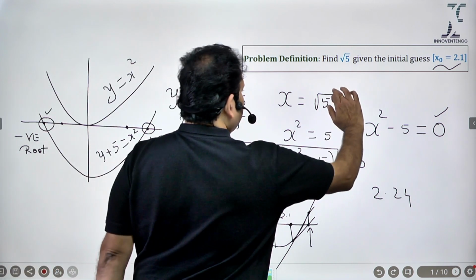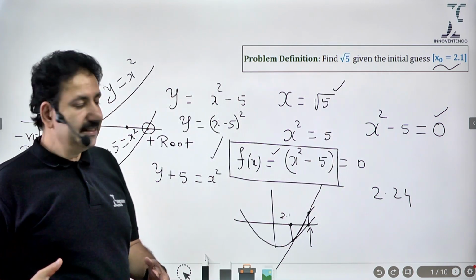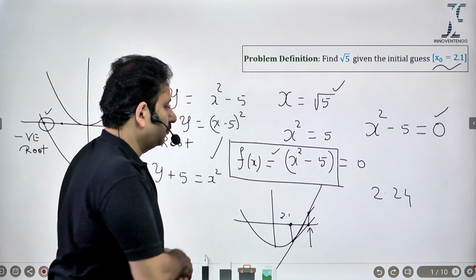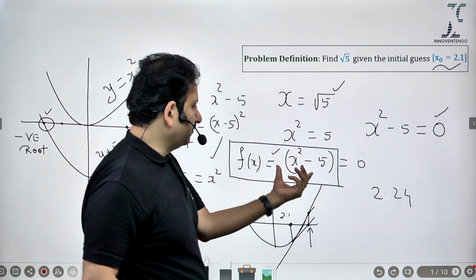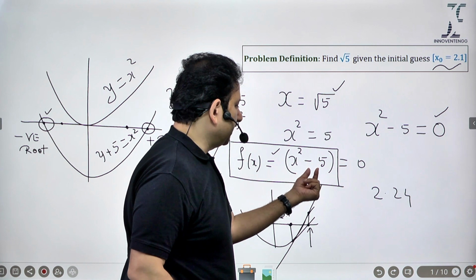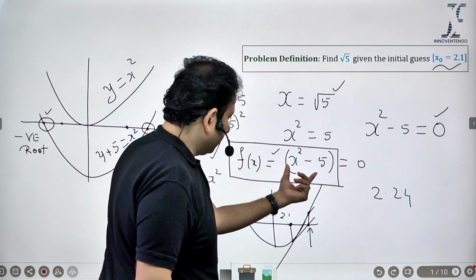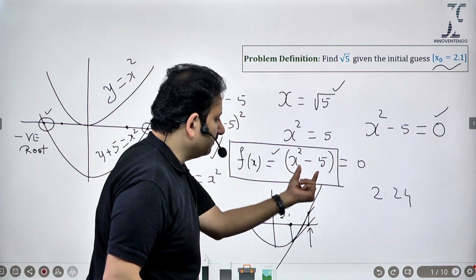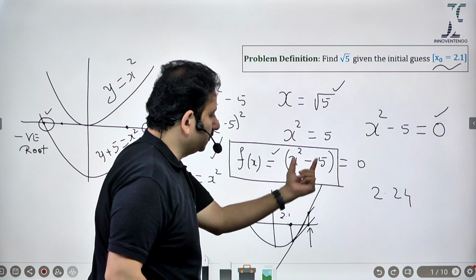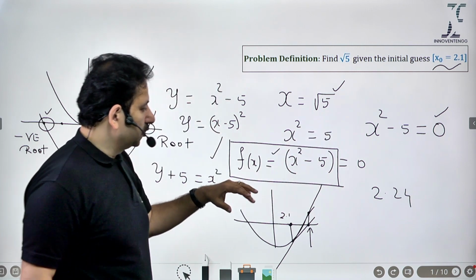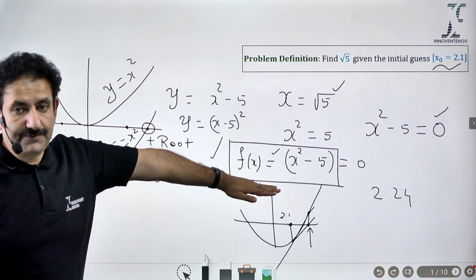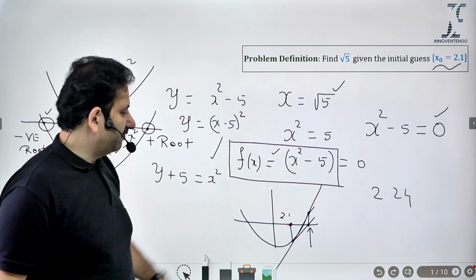We said x equal to root 5 is what I want to find, which led us to x square is equal to 5. That means my function becomes 0, that is x square minus 5 becomes 0. So therefore x square minus 5 gives me the square root. That means this must be my function. So I arrived at the idea of the expression for the function.